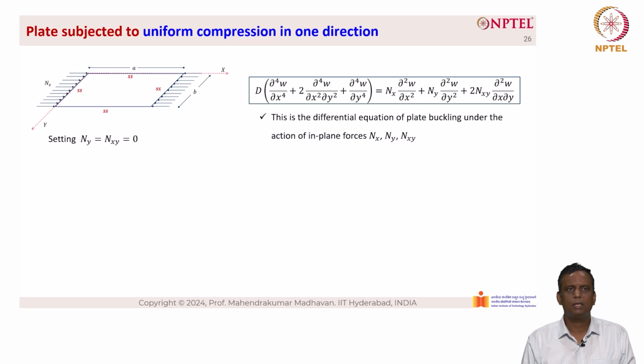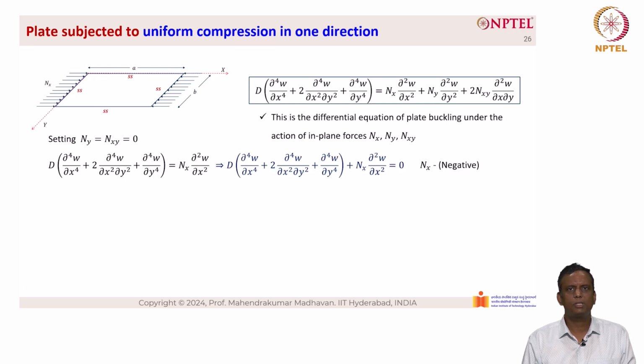By setting Ny equal to Nxy equal to 0, this equation reduces to D into ∂⁴w/∂x⁴ plus 2 into ∂⁴w/∂x²∂y² plus ∂⁴w/∂y⁴ equal to Nx into ∂²w/∂x². Since Nx is compressive in nature, it is negative, so we can take it to the other side and it becomes D into ∂⁴w/∂x⁴ plus 2 into ∂⁴w/∂x²∂y² plus ∂⁴w/∂y⁴ plus Nx into ∂²w/∂x² equal to 0.